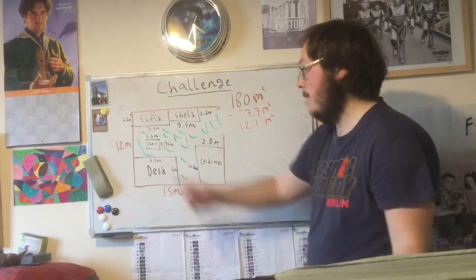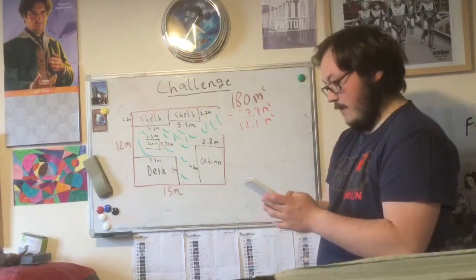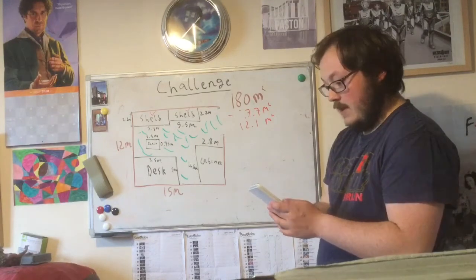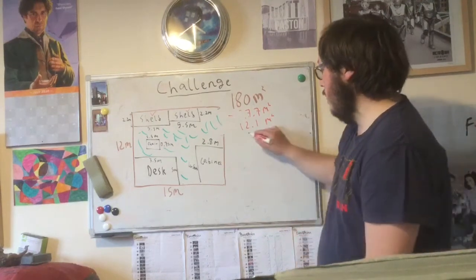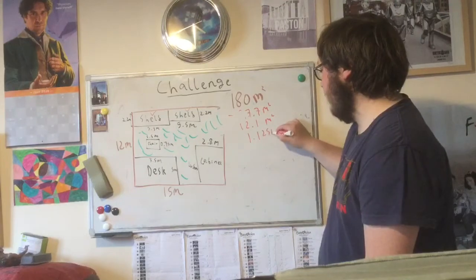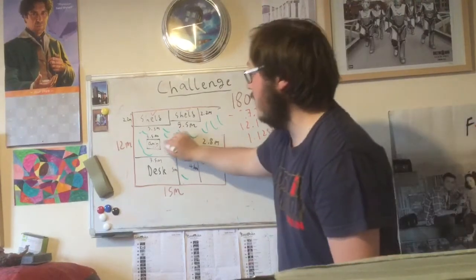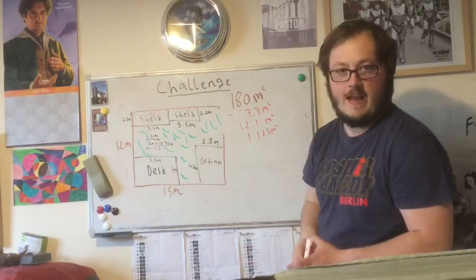3 more to do. What about the chair? 1.5 times 0.75. That gets you 1.125 meters squared. It's very small, but then again, it's a chair.